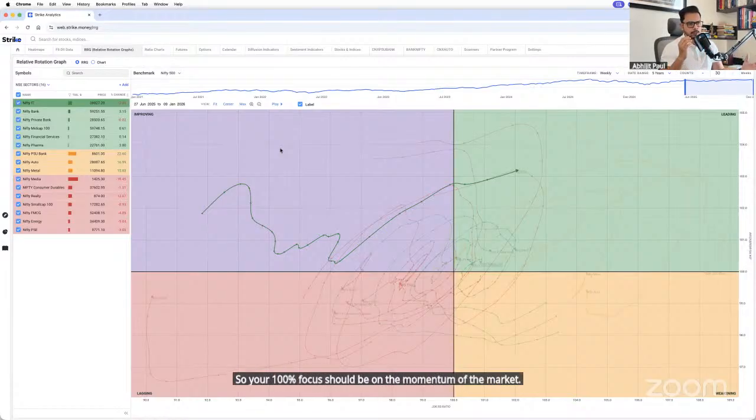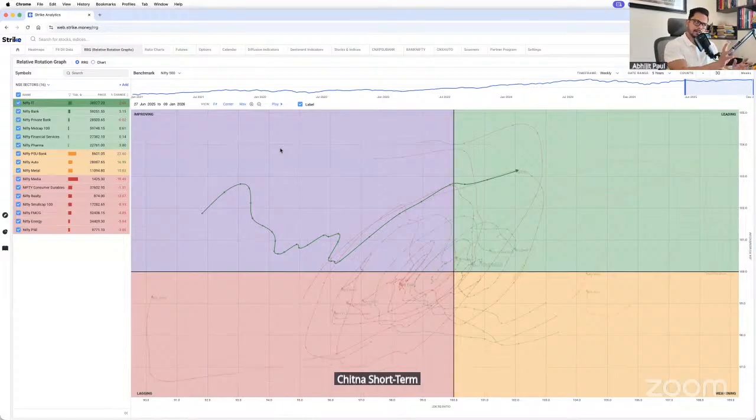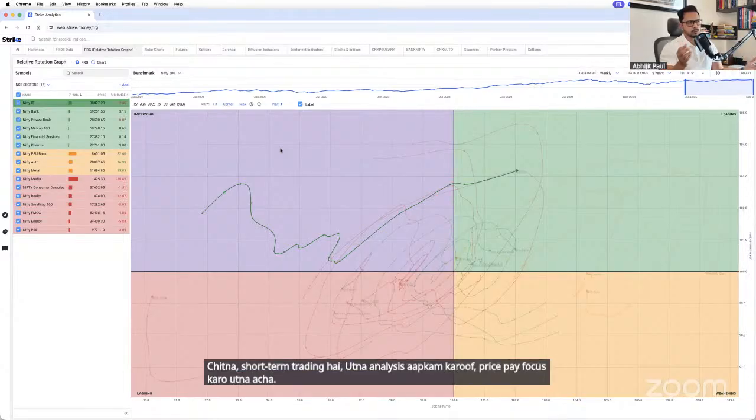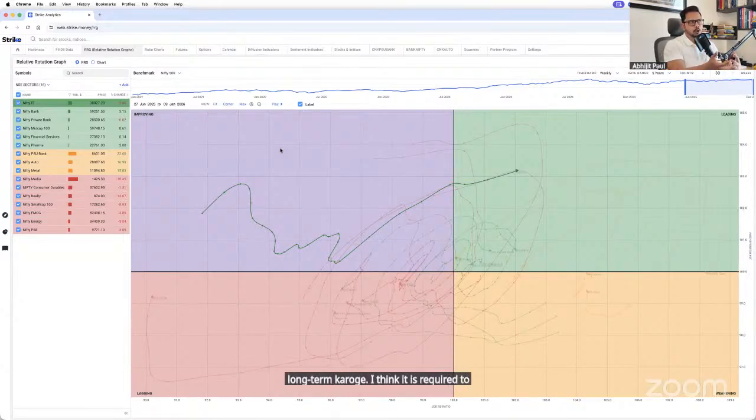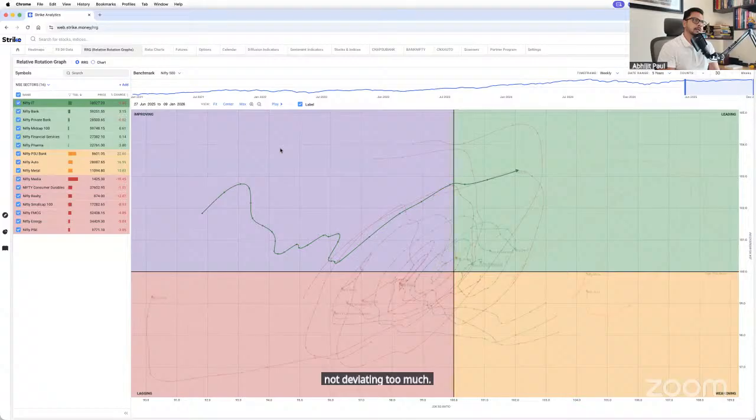The longer time frame you trade, if I want to invest and hold for 1 month, 3 months, 1 year, then of course I would like to see which sectoral behavior it is doing and things like that. Essentially what I'm trying to say is, the shorter term the trading, the less analysis you do, focus on price, the better. The longer term you go, I think it is required to hold on to a stock or a company and understand the fundamentals also a little bit. Not deviating too much, basis of your trade horizon.